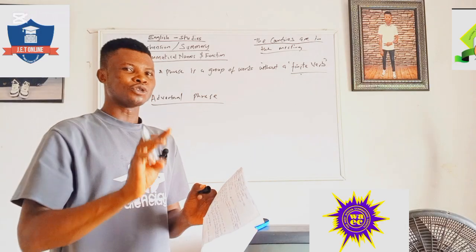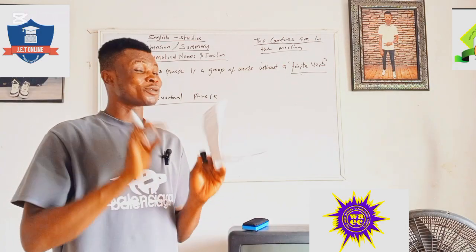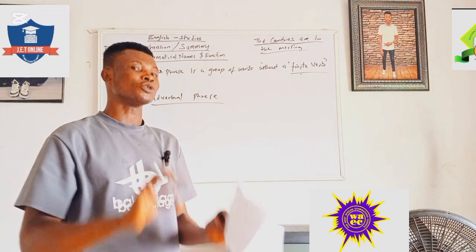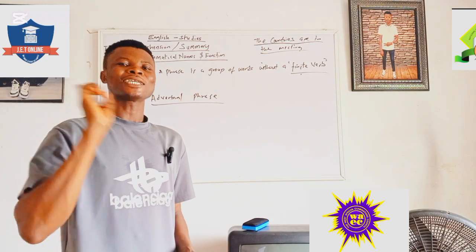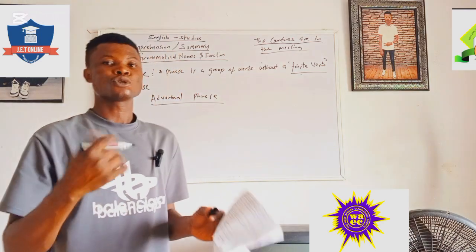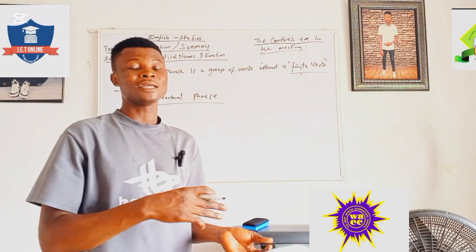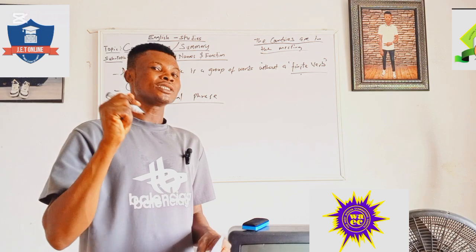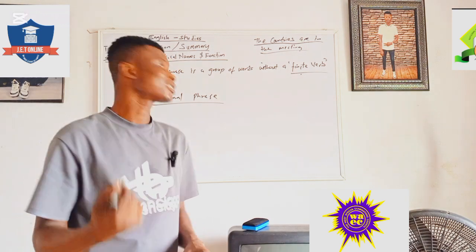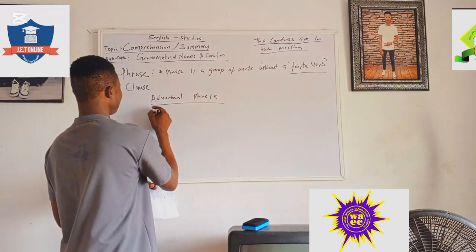I've told us that after you've discovered that the expression is a phrase, then you need to tell the type of phrase that it is for you to name your grammatical name. So an adverbial phrase is a phrase that has an element of an adverb. That is, you can see an adverb modifying a verb. You will discover that in the expression there will be an adverb that is modifying. Let's see examples.